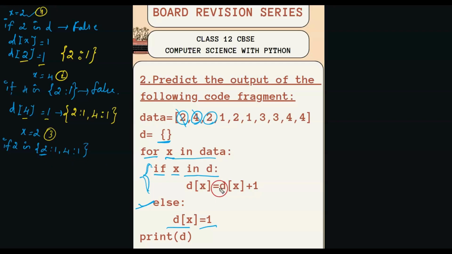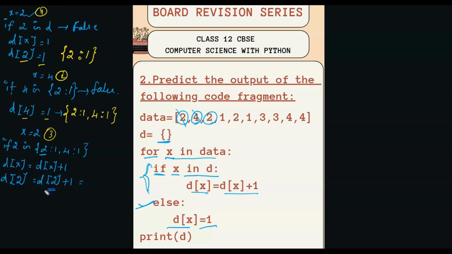So what is the next statement after this if statement? d of x is equal to d of x plus 1. Let us write this statement here. What is the value of x now? x is equal to 2, so I am writing it 2 here. d of 2 is d of 2 plus 1.